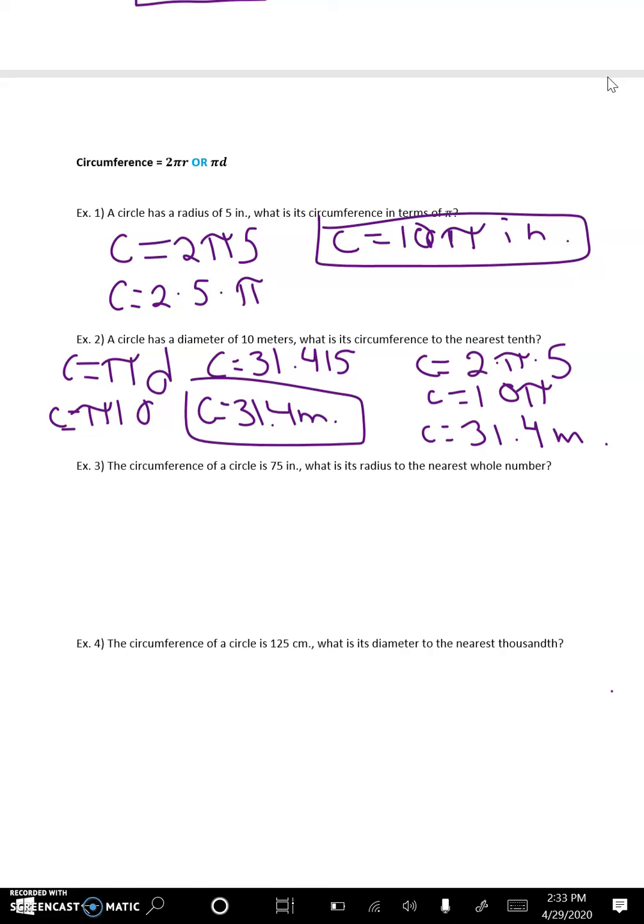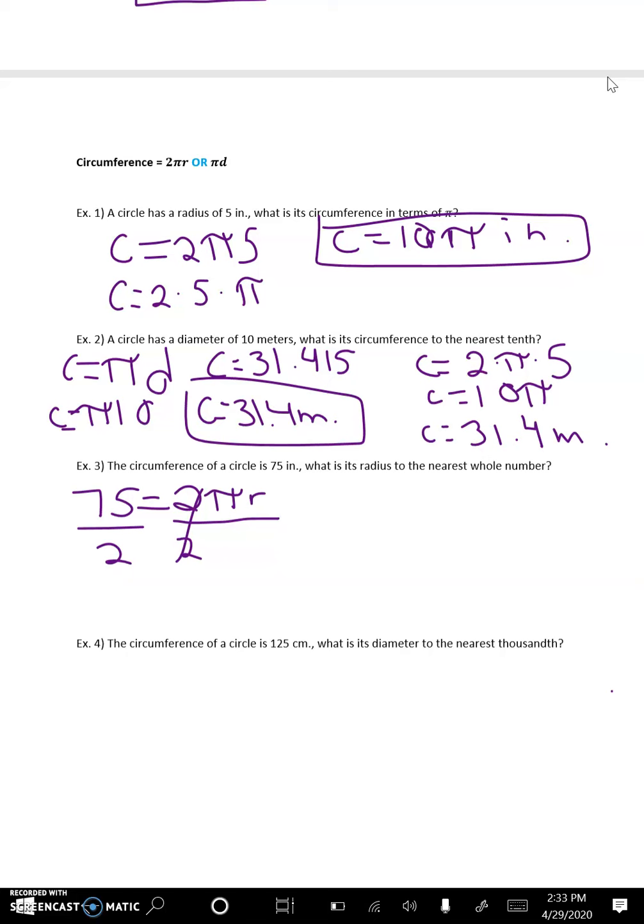So then, like we had above, sometimes it asks you to find other information. So the circumference of a circle is 75 inches. What is its radius to the nearest whole number? So now we want to find the radius, so we want to use the 2 pi r example. So we're plugging 75 in for our circumference. We have 2 times pi times r, so we want to get the r by itself. There's several ways you could go about this. You could start by dividing by 2 pi, but I would recommend probably starting with doing it one number at a time.